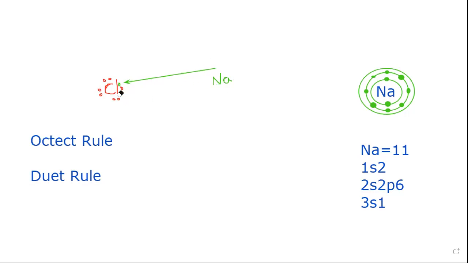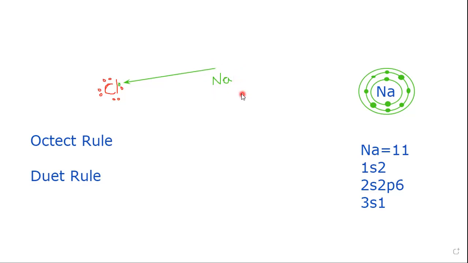Sodium and chlorine, they both want to achieve the octet rule. Chlorine achieved it because it has 8 electrons now in the outermost energy level. But how about sodium? Did sodium achieve the octet rule? Is it accomplished? Does it have 8 electrons in the outermost energy level now?